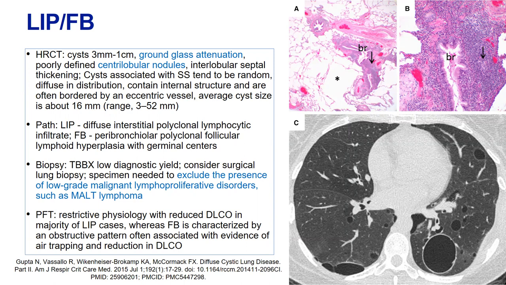When you look at the histopathology for these patients, you'll see parenchymal cysts, where your asterisk is. And then they have associated areas of follicular lymphoid hyperplasia, usually centered around a bronchiole. Similar situation here, you also have the follicular hyperplasia, and this is your bronchiole here. Now, biopsying these patients is really important because you want to exclude the presence of a low-grade malignant lymphoproliferative disorder, the most common being MALT lymphomas.